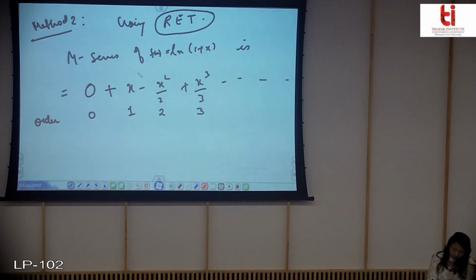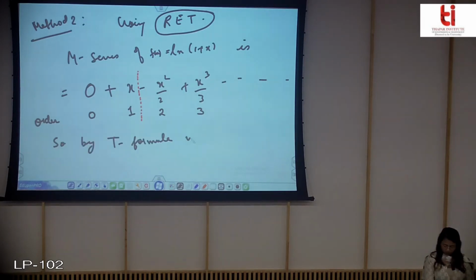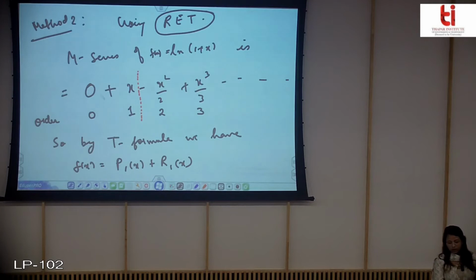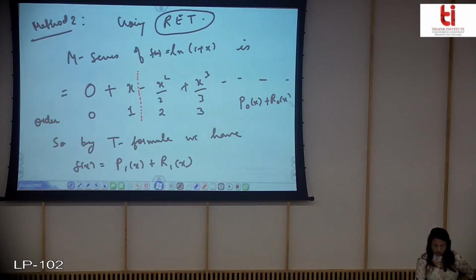So we will write down the Taylor polynomial. By Taylor formula we have, okay, so people make mistakes in considering this. If you have written the series from here, and you do not write this 0, and then you write this as P0(x) plus R0(x), this is wrong, because actually this x is the first order Taylor polynomial. Up till x, this will be the first order Taylor polynomial.